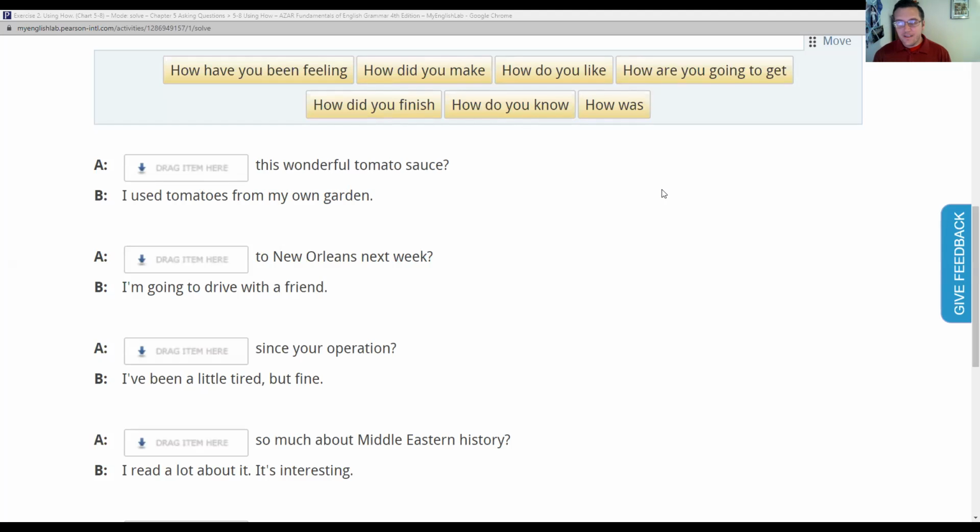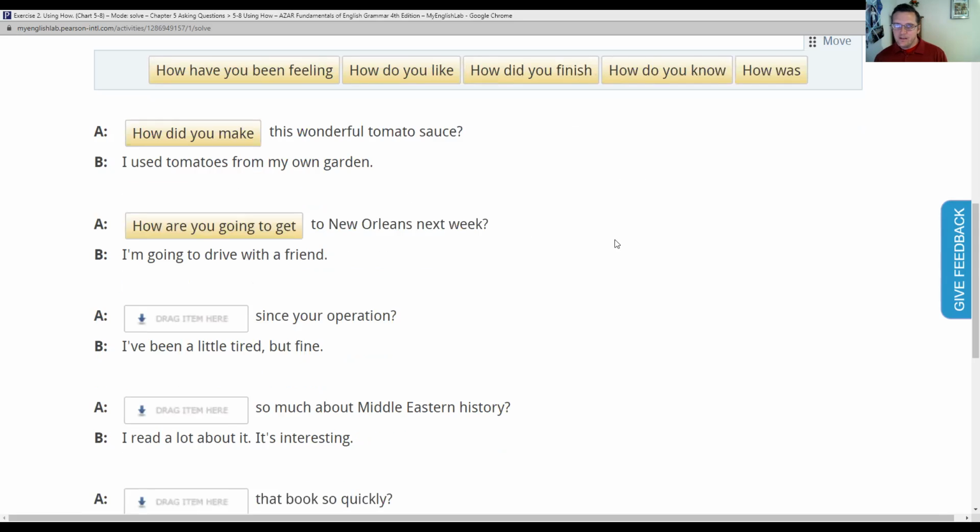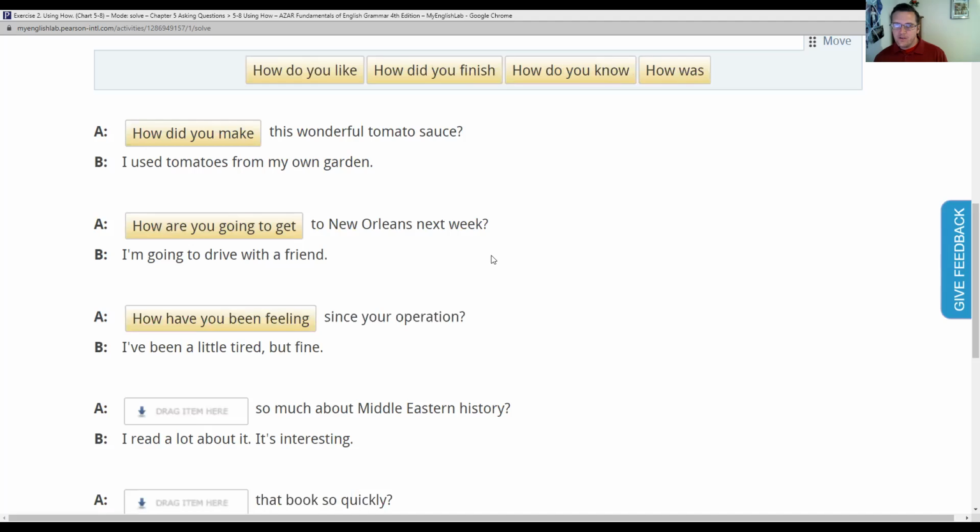Okay. You ready? Let's see what you got. The first one is tomato sauce. I used tomatoes from my own garden. So we're going to say, how did you make this wonderful tomato sauce? New Orleans next week. I'm going to drive with a friend. How are you going to get to New Orleans? Since your operation, I've been a little tired. How have you been feeling?